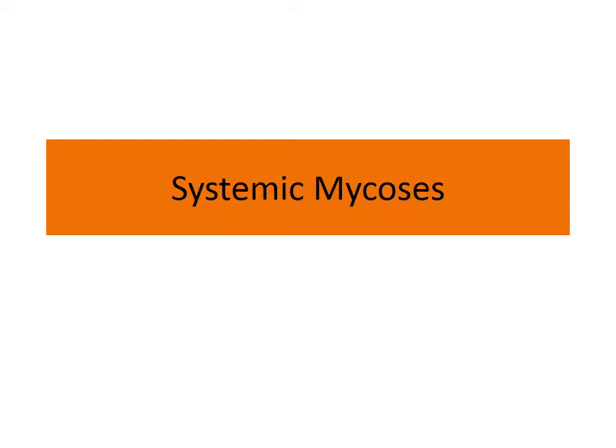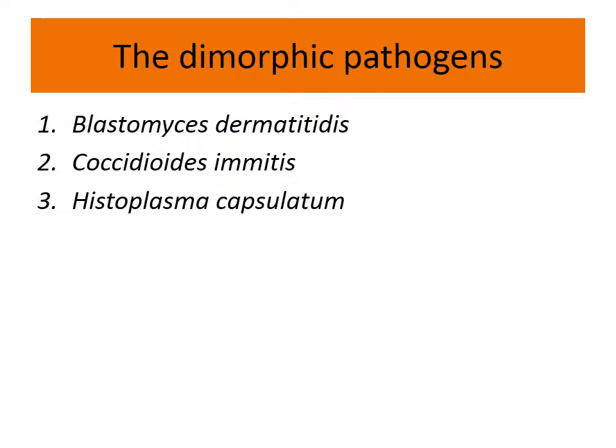And again, as I said in the morning, these are the dimorphic pathogens, and I told you why they are called dimorphic, because they have an ability to exist in two different forms at two different temperatures. At one temperature, they will exist as yeast, and at the other temperature, they will exist as molds. Now, three are more important than others: Blastomyces, Coccidioides, and Histoplasma capsulatum. So these are three important systemic mycoses that we normally see.